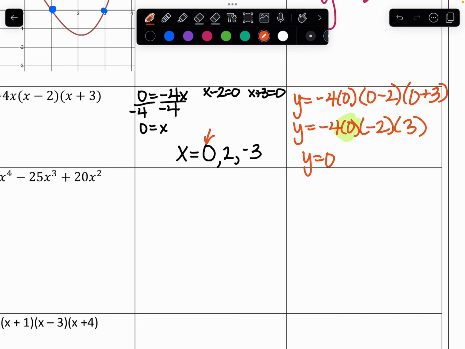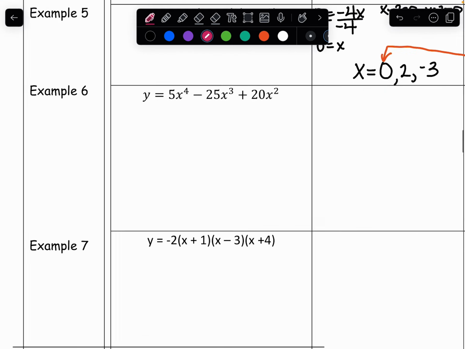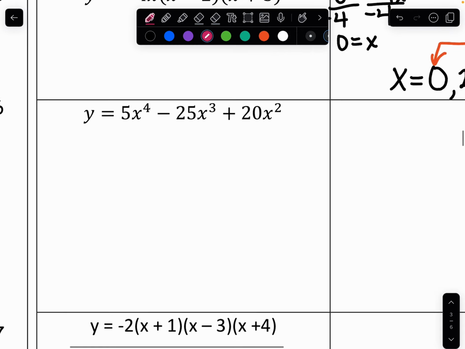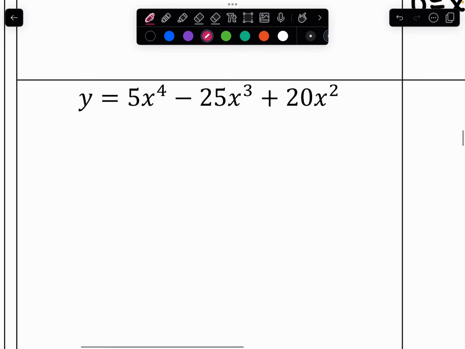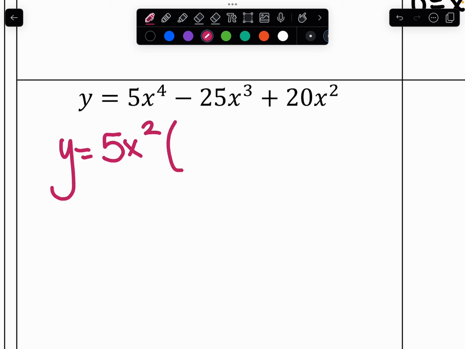Now, if you have a solution at 0, your y-intercept will most likely also be 0. Okay. Example number 6 is a little bit more challenging because it's not in factored form. So what we're going to do is start by factoring out a GCF because they all have 5 in common and they all have x squared in common.